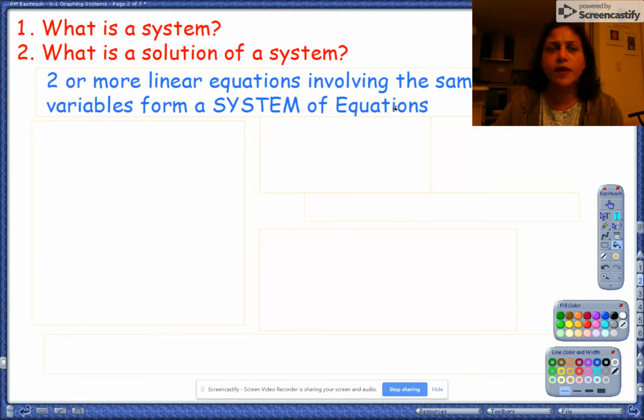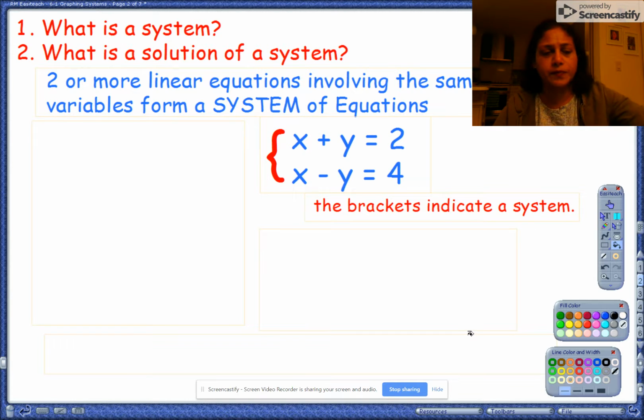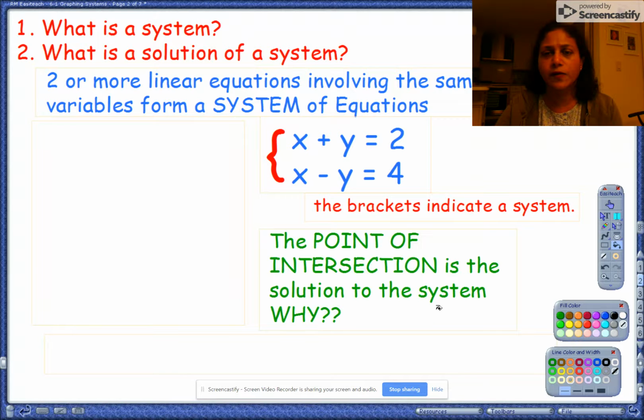It turns out that if we have two or more linear equations involving the same variables, then that is a system of equations. This is what a system looks like. It's two equations with two variables. And when we put the bracket on the left side, it indicates that these two equations work together and form a system. So the point of intersection is the solution to the system.